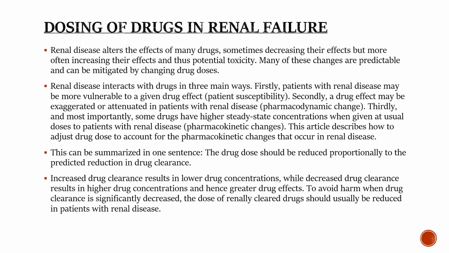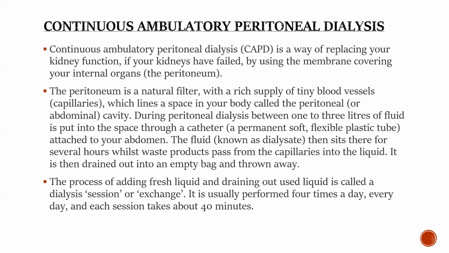This can be summarized in one sentence, and we can say that the drug dose should be reduced proportionally to the predicted reduction in drug clearance. If we reduce drug clearance, the drug will stay in the body for longer period of time and it will produce more effect. But in case of renal problems, the dose of renally cleared drug should be reduced.